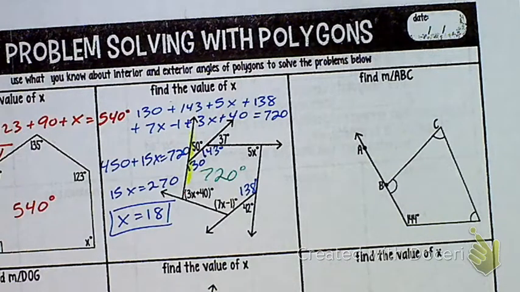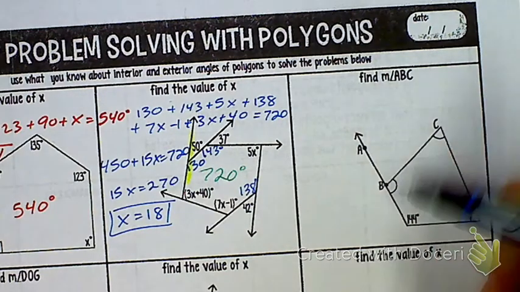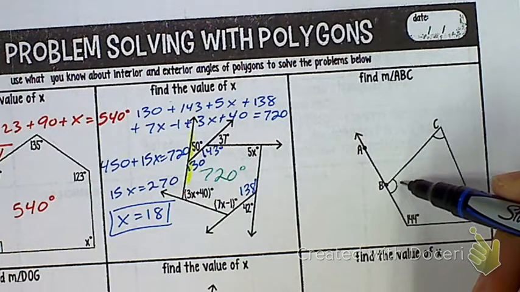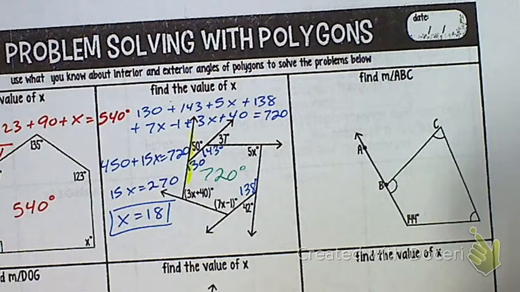Number 3. Find the measure of angle ABC. Am I given anything on the exterior yet? No. Am I given the interior one that's connected to the exterior? Yeah. So I know what this is right now? No. Not yet. How many sides? 4. A 4-sided shape adds up to 360.